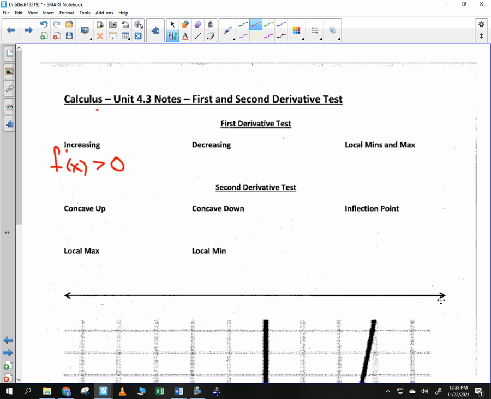So it's decreasing when f prime of x is less than 0. So when the first derivative is negative, that's when it's headed down. And you kind of already knew that, right? So now is the point where you have to think a little bit, okay?